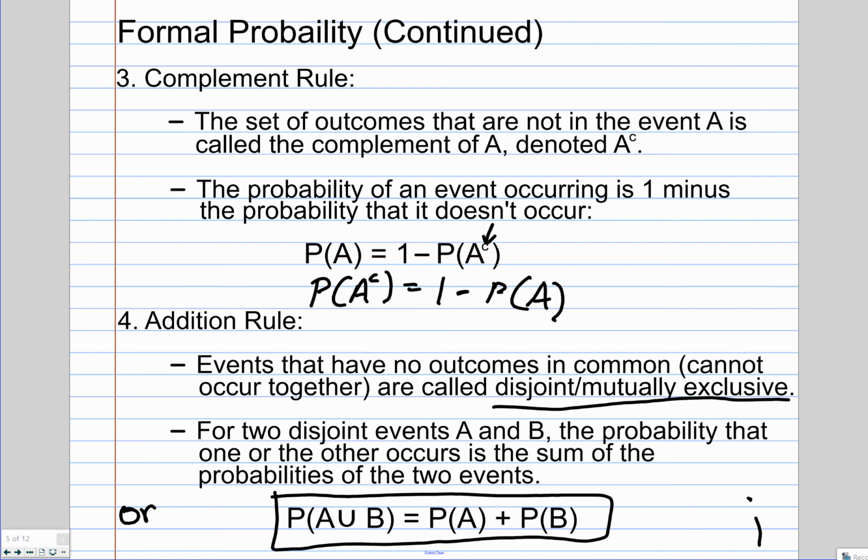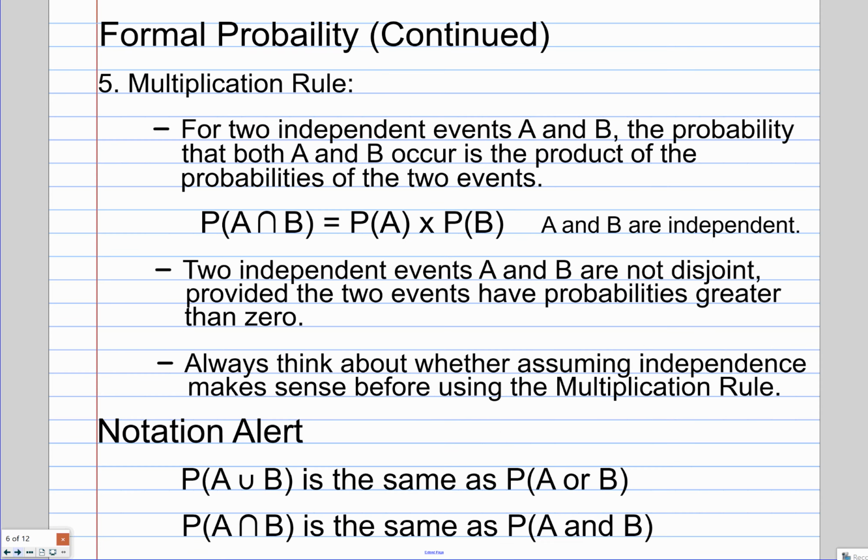Don't worry, we'll do problems. All right, let's do one more slide. All right, now the multiplication rule. This says that if you want to find out the probability of an event happening and another event happening, so 2 events happening, then we multiply the probabilities. But we assume something. We assume that they're independent.